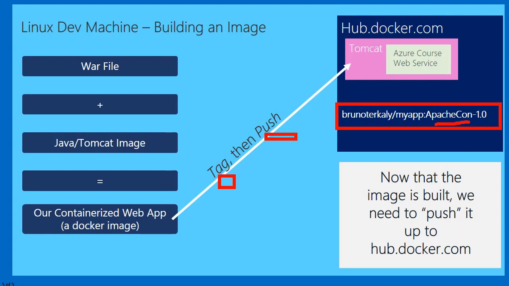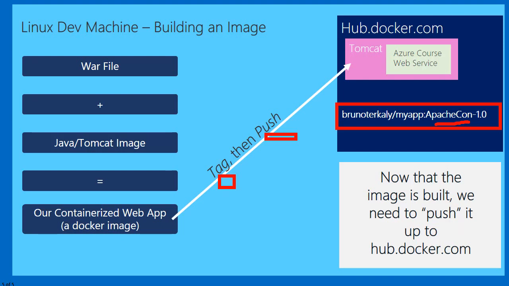I did a talk at Sevilla, Spain at ApacheCon, and that's why it's named that way, but it could be named anything. A lot of people do latest for the latest, and a lot of people give version numbers. There's a bunch of discussions about how best to do that. But the bottom line is, once I tag and push this Docker image up to hub.docker.com, that means now it's available from anywhere to download.